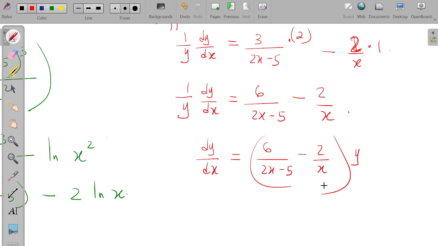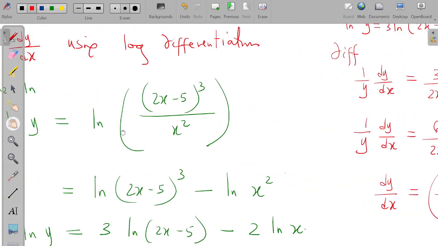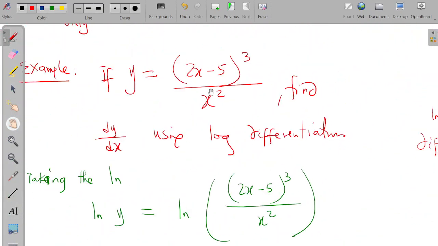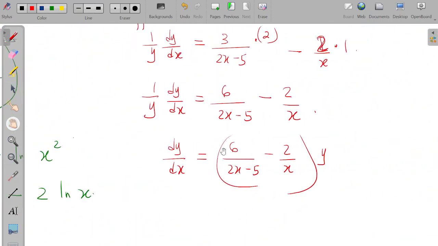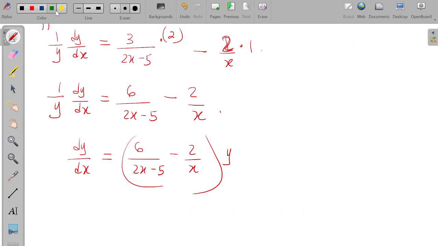So we are not done here. We are almost done, but not quite, because now this is y here. We need to express everything in terms of x on this side. So what is y initially? This is the y given to us initially, so we replace y by that. So this derivative equals 6 over 2x - 5 minus 2 over x, then multiply by the value of our y.